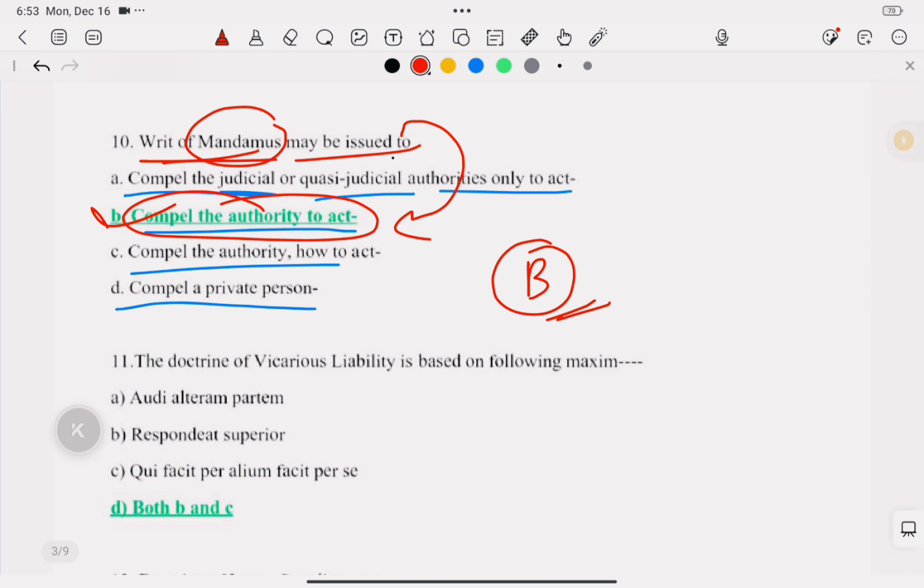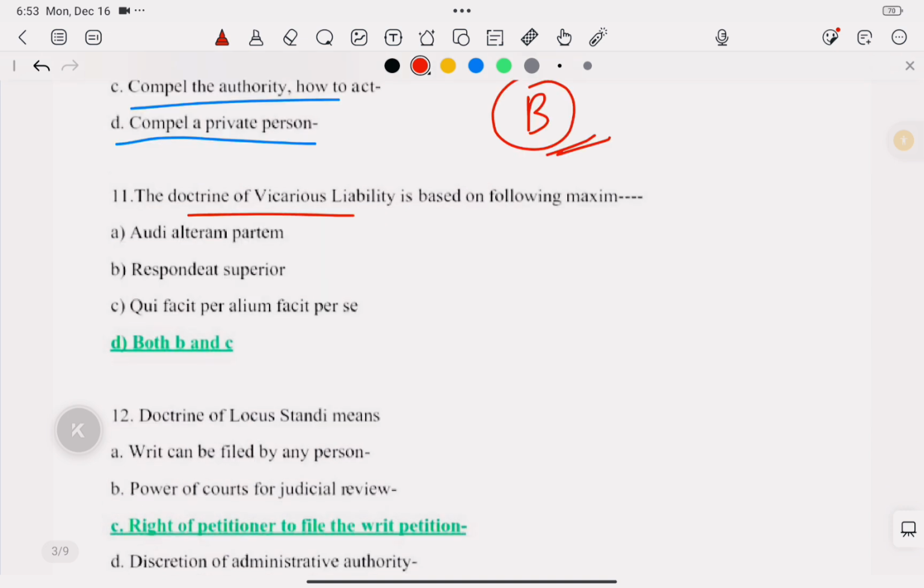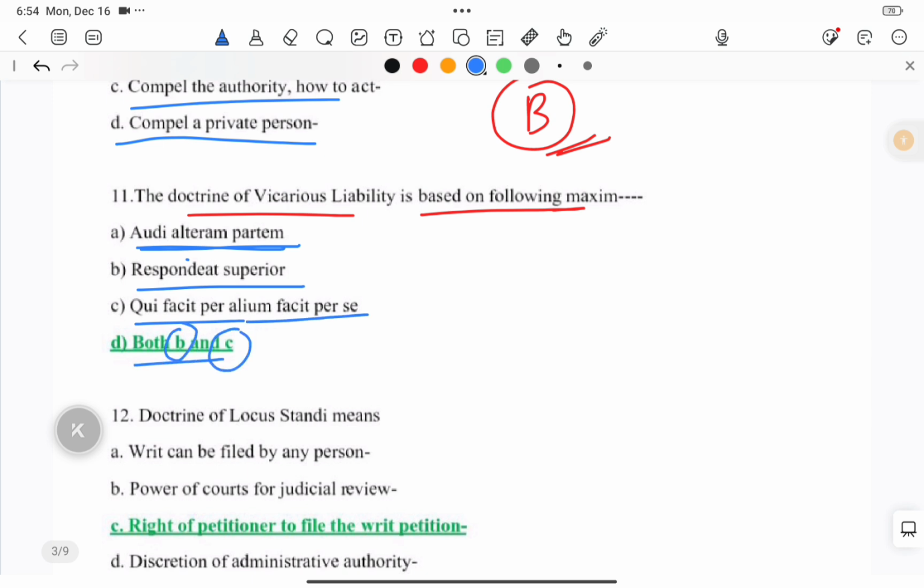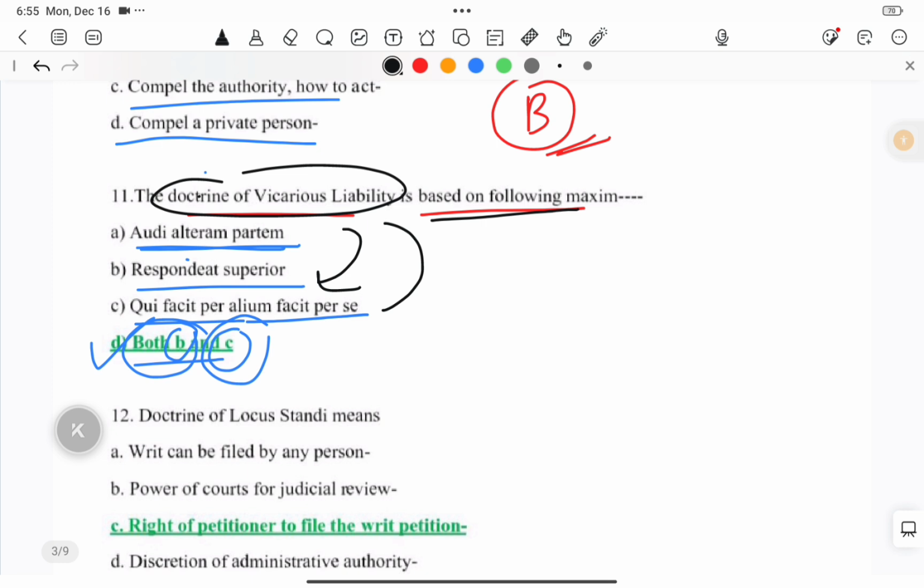So now to the next question. The doctrine of vicarious liability is based on which of the following? The options are: audi alteram partem, respondeat superior, option C, qui facit per alium facit per se, and the last option is both B and C. So in this case the correct option would be option D, that means both B and C. That means the doctrine of vicarious liability is based on both respondeat superior and qui facit per alium facit per se.